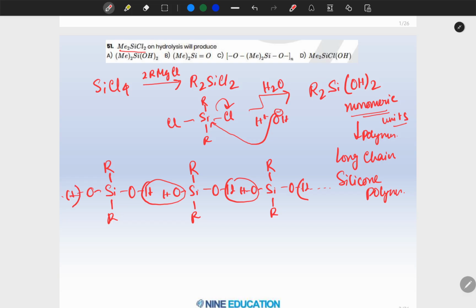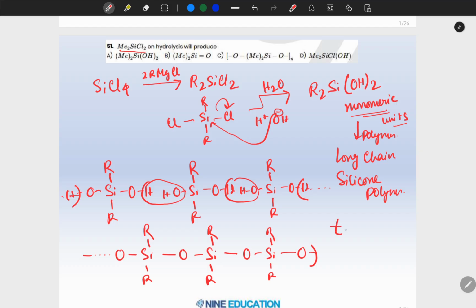Obviously the hydrogen from both the ends will also be removed because of elimination of water. So finally we will get this type of long chain linear polymer, right? And in this polymer, which is the repeating unit? The repeating unit is R, the alkyl group, and O. This is the repeating unit. This unit will repeat n times, right?